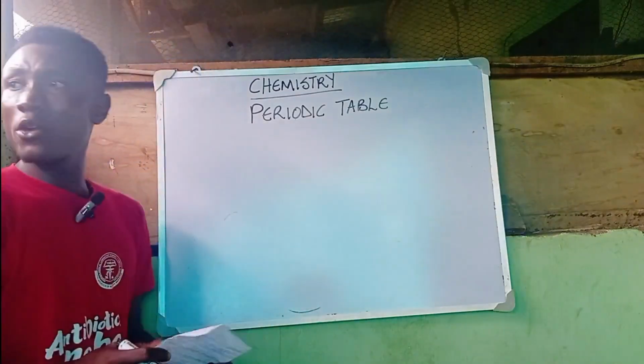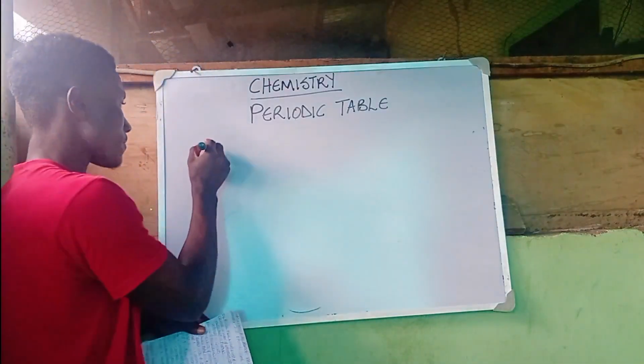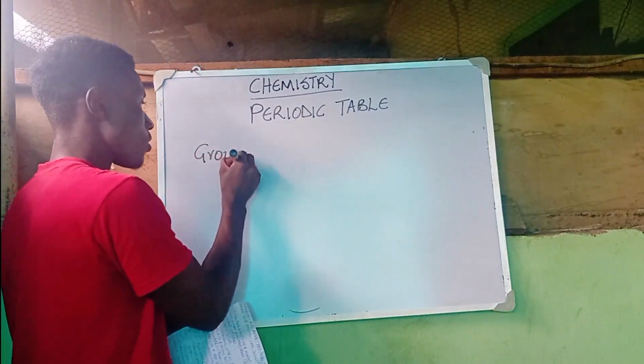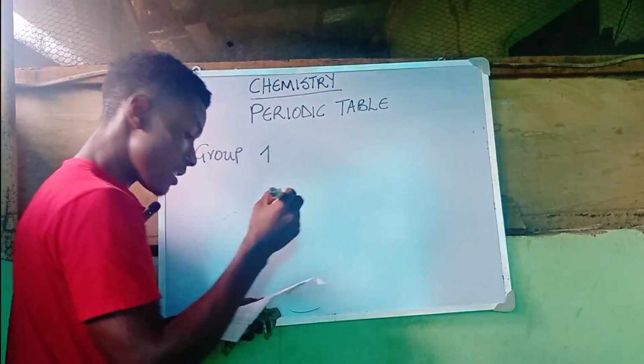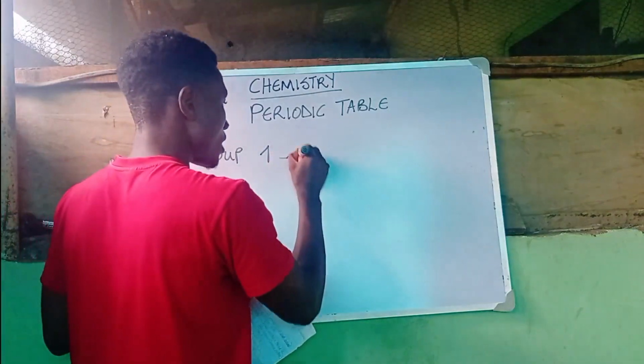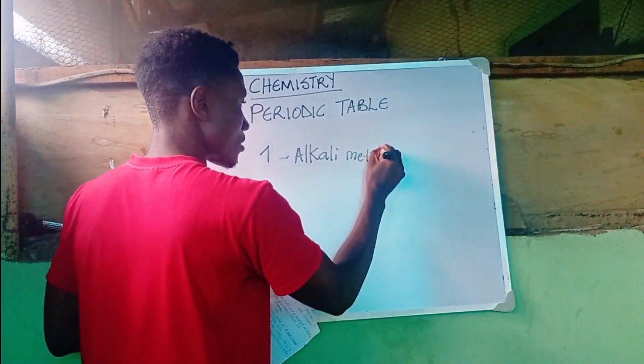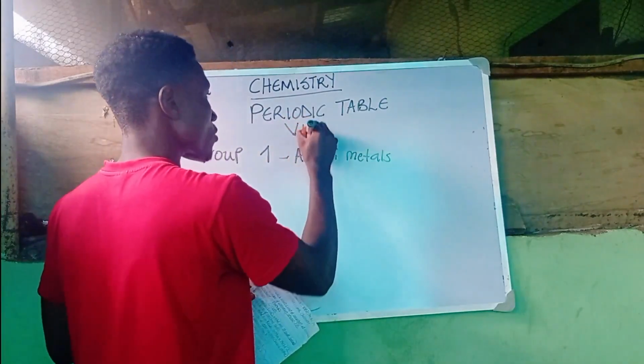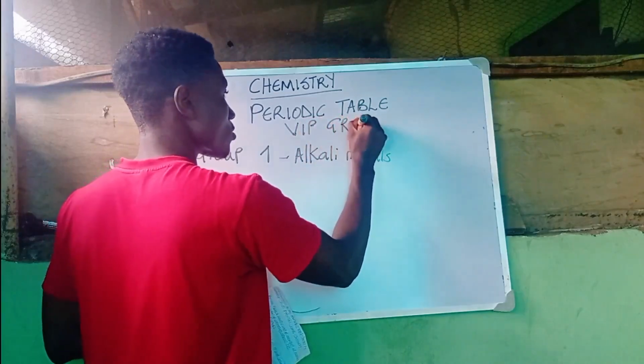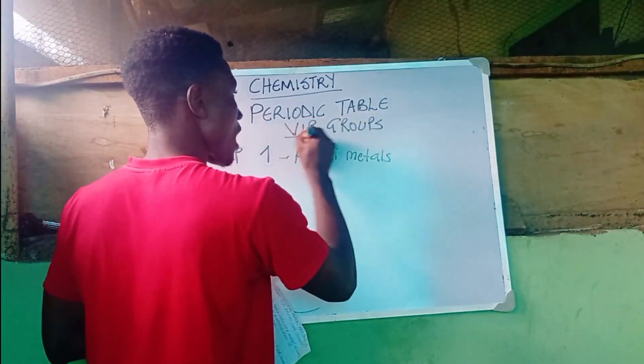So for the VIP groups, we have group 1, and we know that group 1 is the alkali metals. So let's write here: VIP groups.